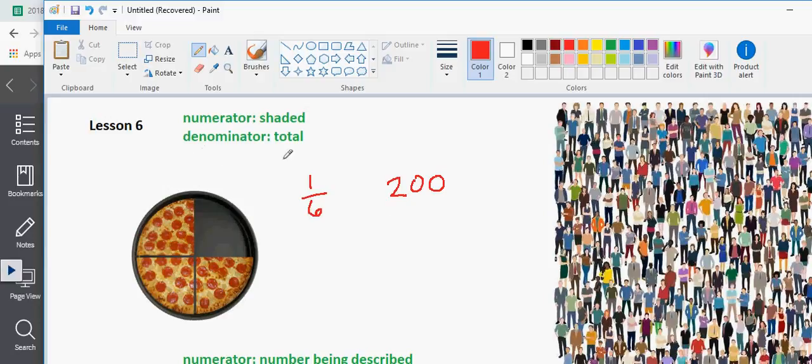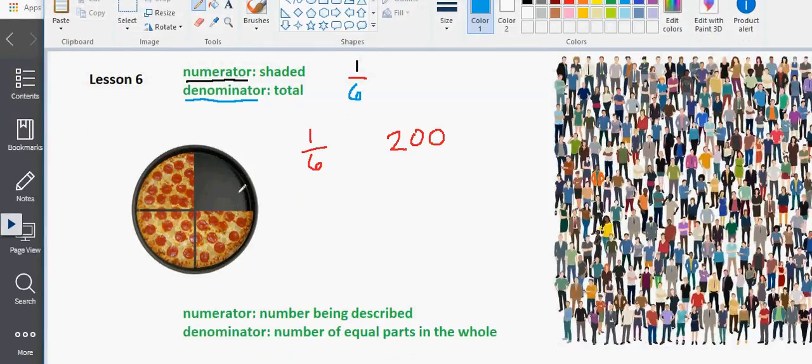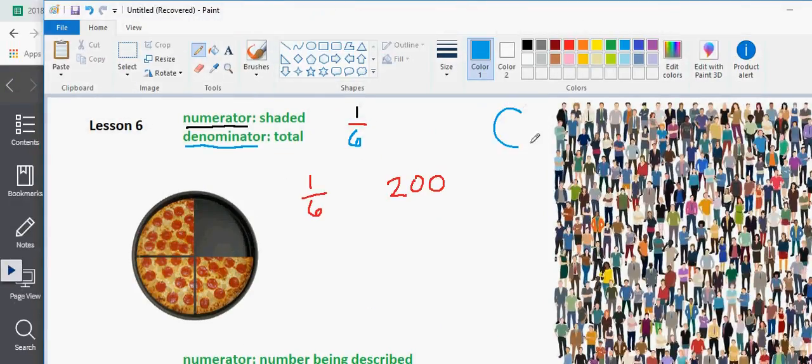A couple ways to understand each of these numbers. Remember, review, the top number is the numerator. I'll put a fraction bar here in red. And the bottom is the denominator. And there's ways to understand that.